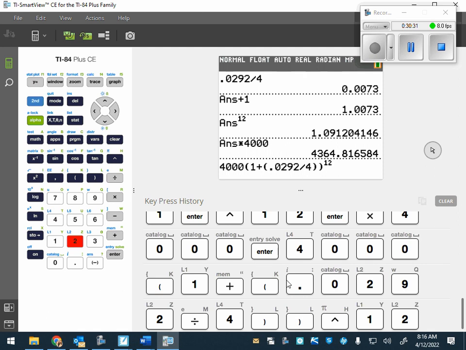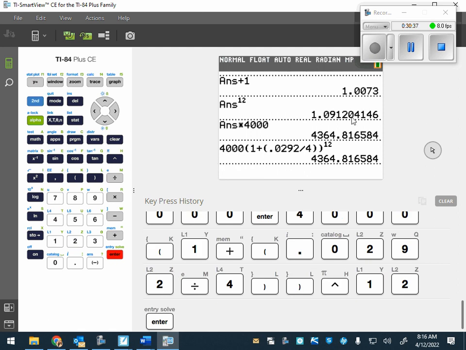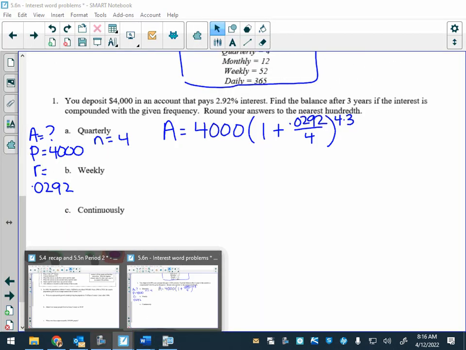Yep, 4 times 3, so n times t. And you get the same amount. But if you forget this parenthesis, what it's going to do is do 1 plus 0.0292, divide that whole thing by 4. So you need that fraction in parentheses. Does that make sense, you guys? Okay.